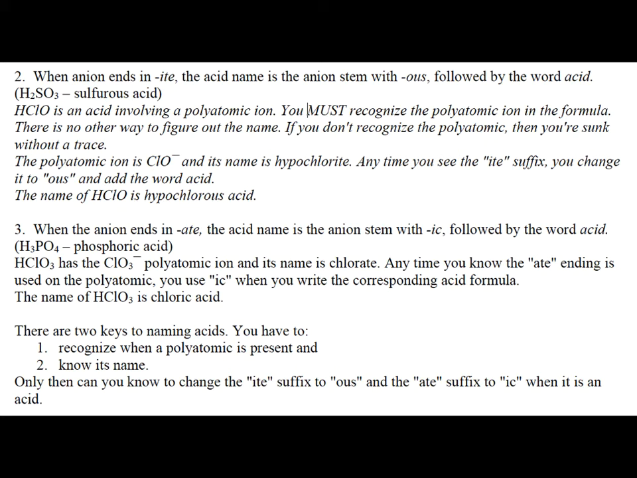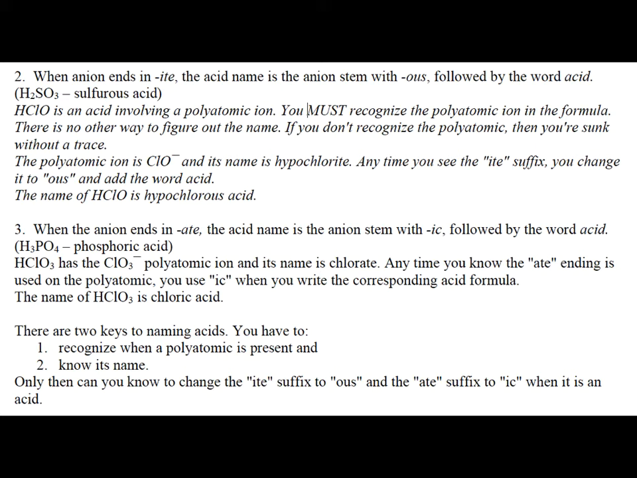When the anion ends in ATE, the acid name is going to use the anion stem with the IC suffix followed by the word acid. So H3PO4, PO4 is phosphate, so that becomes phosphoric acid. HClO3 has a ClO3 minus polyatomic ion, and ClO3 minus is chlorate. So since it ends in ATE, I'm going to take the chlor part of it and put the word "ic" and then the word acid. So HClO3 is chloric acid, where HCl was hydrochloric acid.